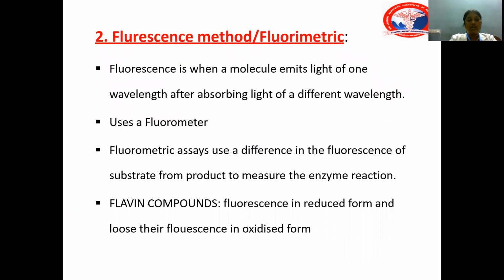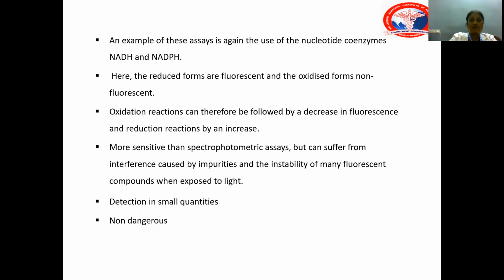The second method of detection is the fluorescence method. Fluorescence is when a molecule emits light of one wavelength after absorbing light of a different wavelength. So it basically uses a fluorometer. Fluorometric assays use a difference in fluorescence of substrate from the product to measure the enzymatic reactions. Basically, the flavin compounds, which include FAD and FADH2, fluoresce in reduced form and lose their fluorescence in oxidized form.